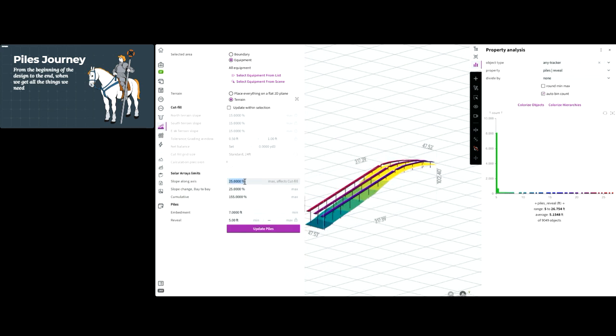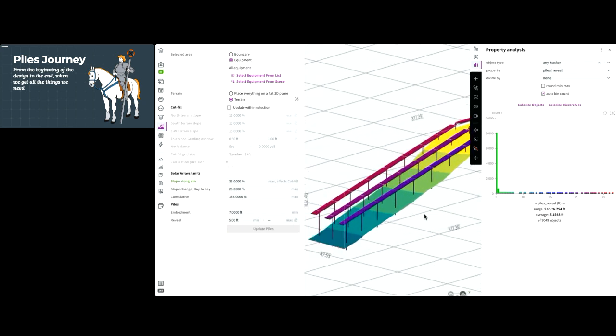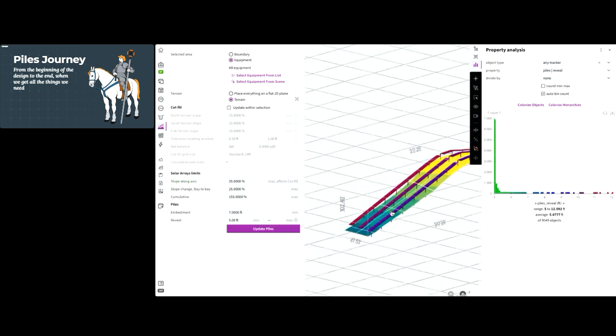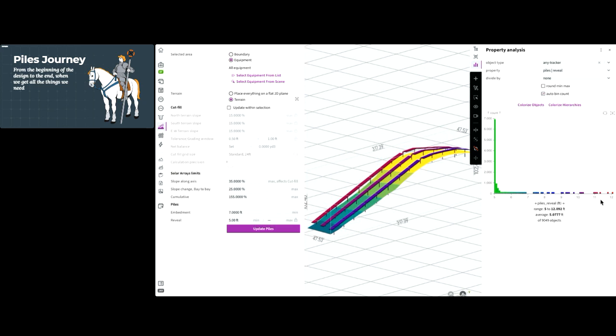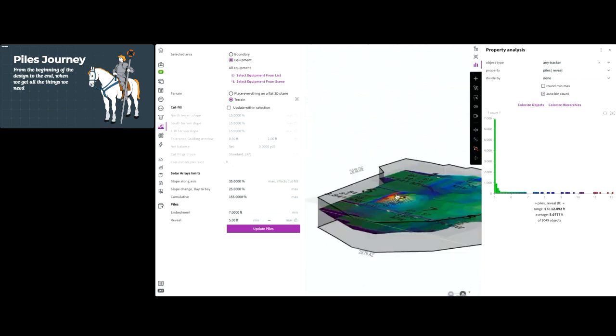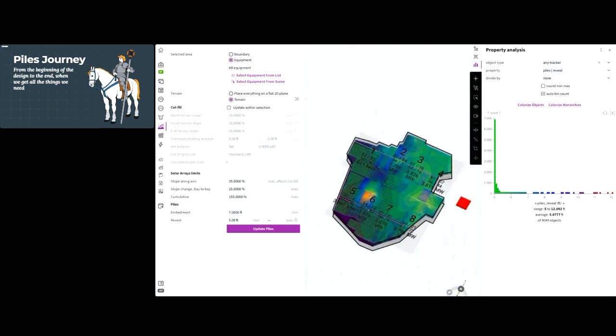So for example, if we allow just a little bit more slope change along the axis, we would see that our trackers adjust real quickly. And you see that the more flexibility you allow for your terrain following trackers, the more efficient piles you get, right? So you can see here that we don't have any more 30 feet reveals, so our piles are maximum 12 feet, but obviously this is a pretty crazy terrain following tracker.